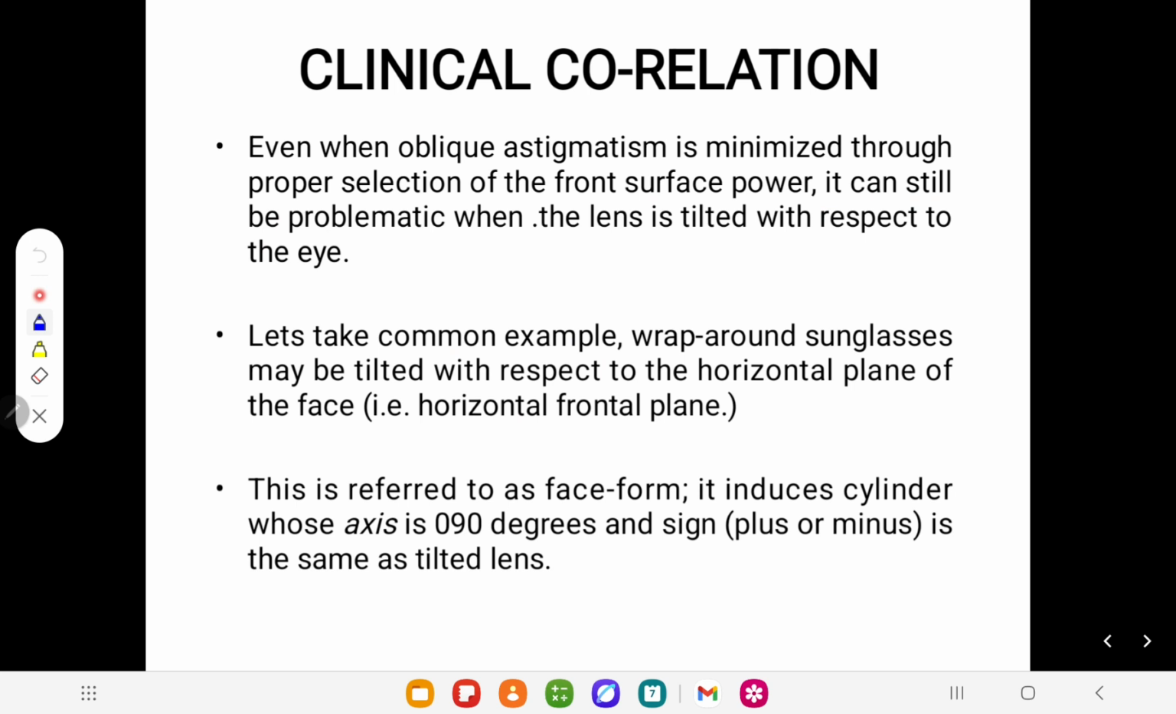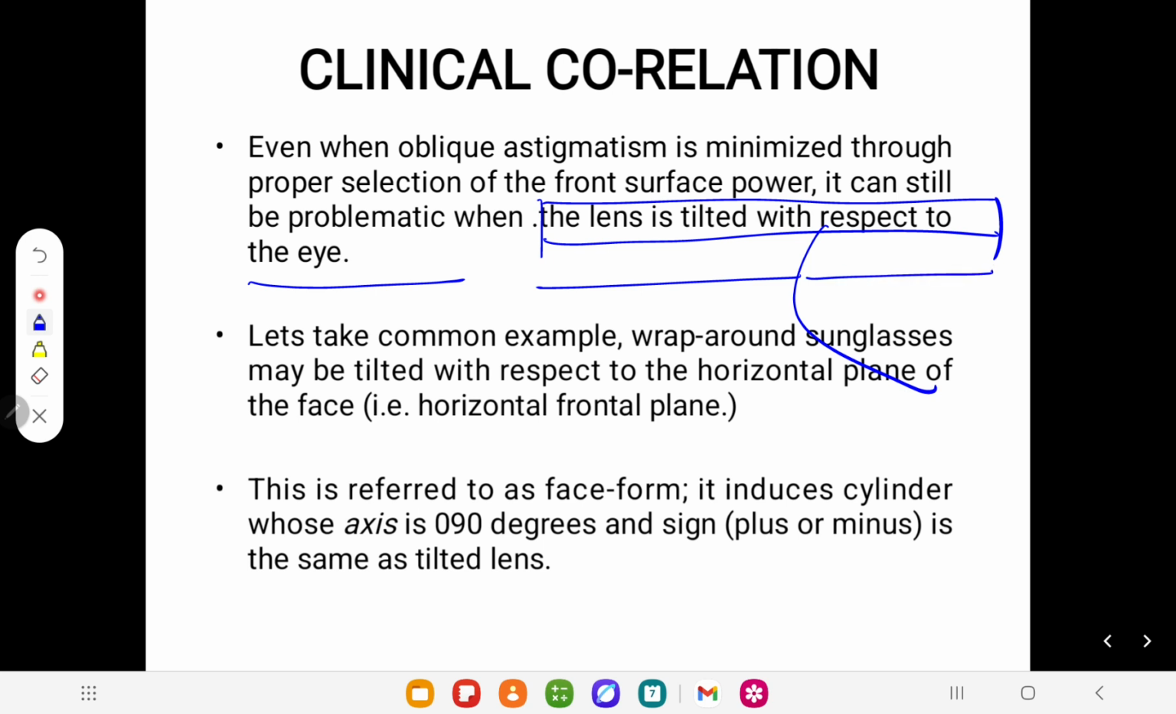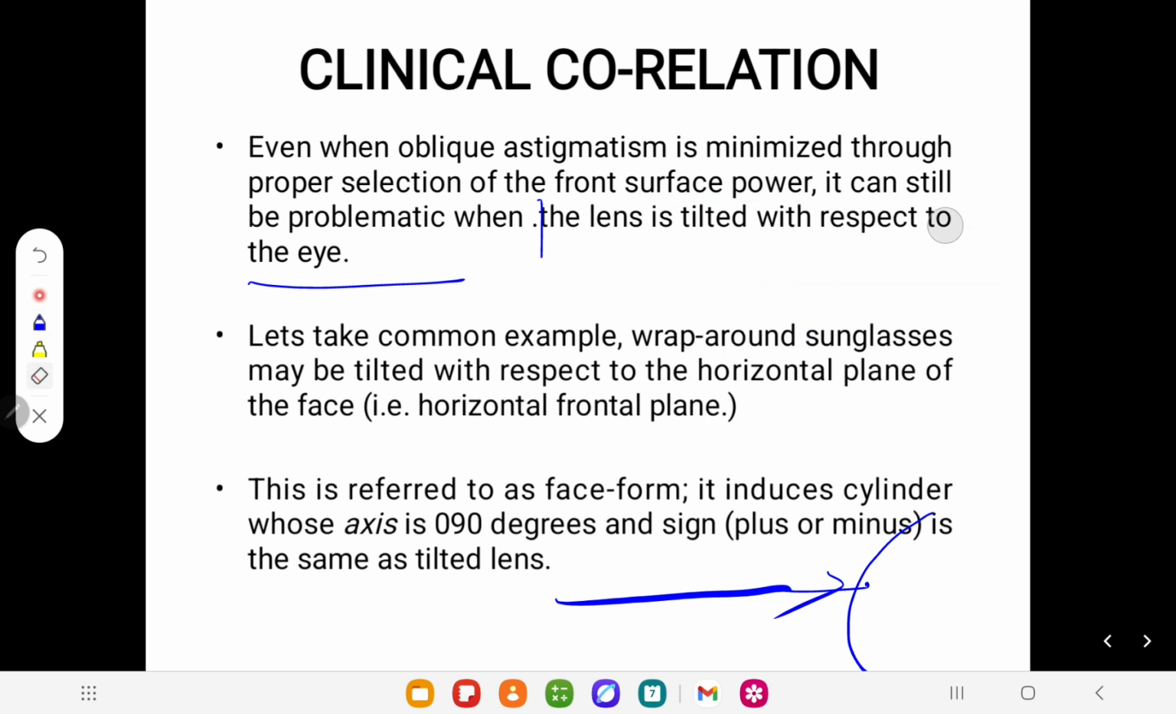And clinical correlation: even when oblique astigmatism is minimized through proper selection of front surface power, it can still be problematic when the lens is tilted with respect to the eye. It's very important to understand. It's not just that light hits the surface obliquely; it's when light comes straight but your spectacle is obliquely placed, when it tilts. That is horizontal angle wrap, pantoscopic tilt. These are all the things that take place.